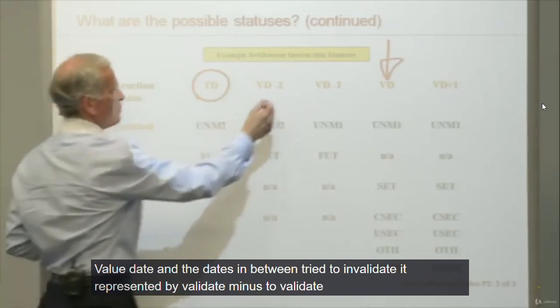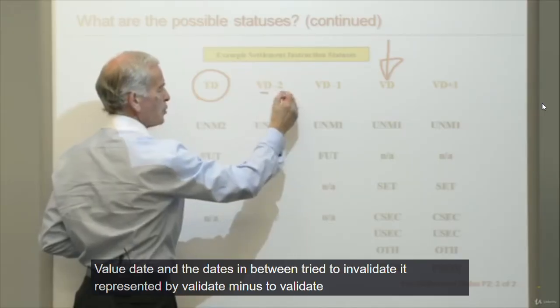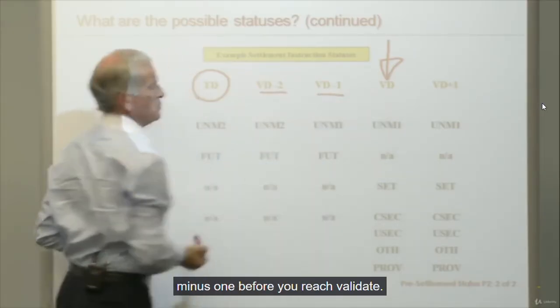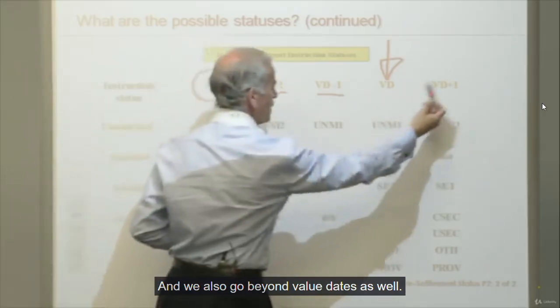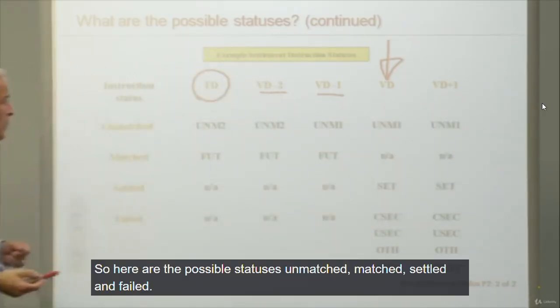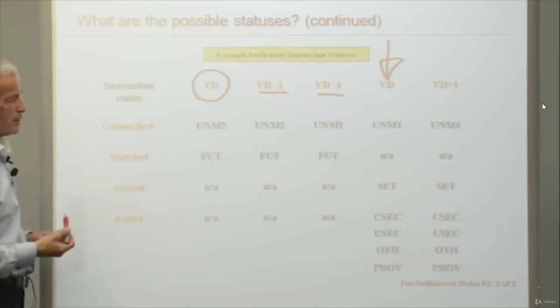And the dates in between trade date and value date are represented by value date -2 and value date -1 before you reach value date, and we also go beyond value date as well. And here are the possible statuses: unmatched, matched, settled and failed.